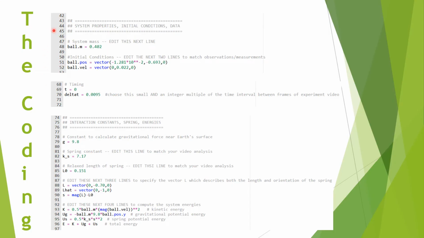The first part of the coding essentially is copying and pasting over those initial values that I just discussed and calculated, adding in the spring constant value, and then determining the kinetic energy, gravitational potential energy, spring potential energy, and total energy initially present in the system.